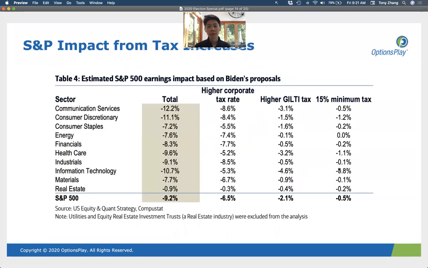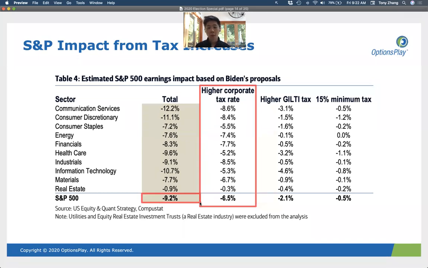Now, when we take a look at the S&P 500's impact from taxes, this is where we do see a negative impact to the S&P 500 earnings off of Biden's proposals. He has a few different proposals on the corporate tax rate. Number one, he wants an outright increase from 21% to 28%. That has one of the largest impacts to the S&P 500's earnings per share. It's obviously very different across the sectors, but across the S&P 500, that averages to negative 9.2% of earnings per share. So the S&P 500 would expect to reduce their earnings per share by about 9.2%.